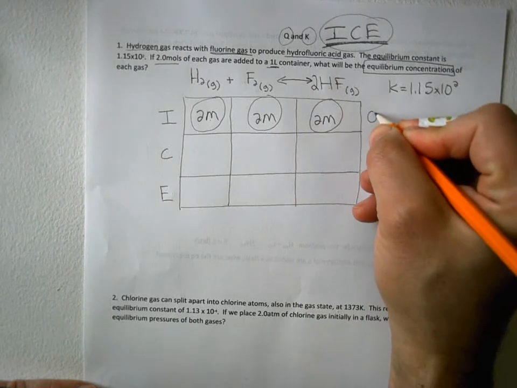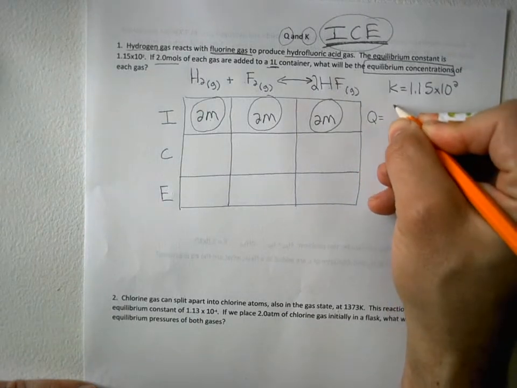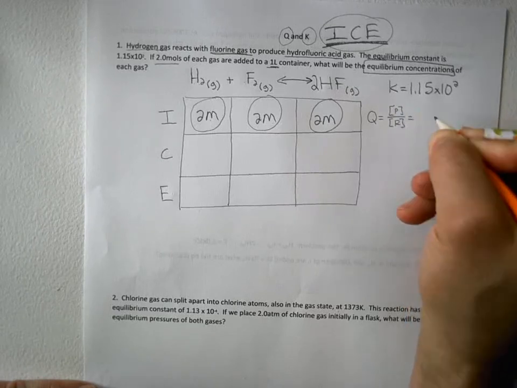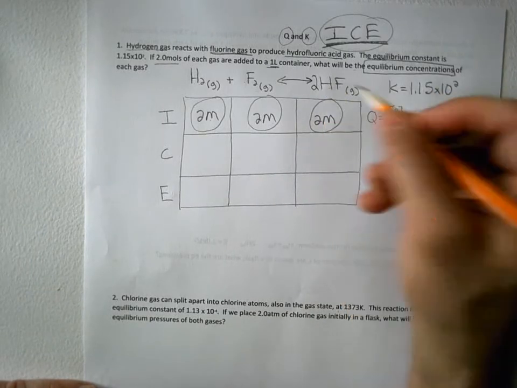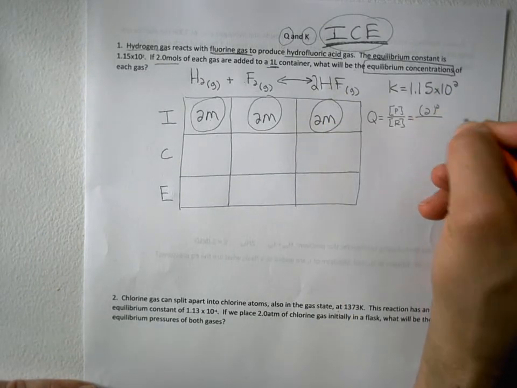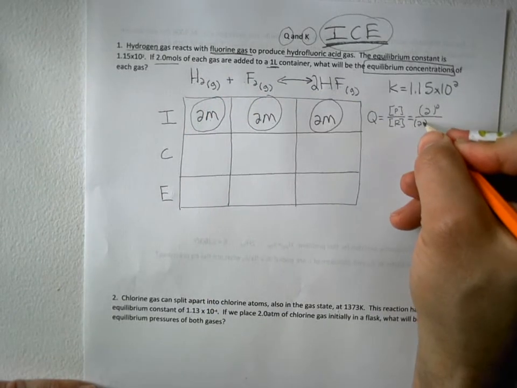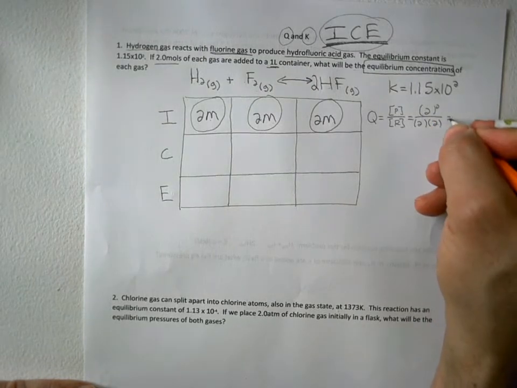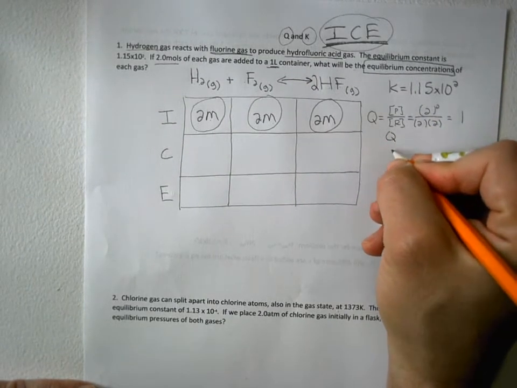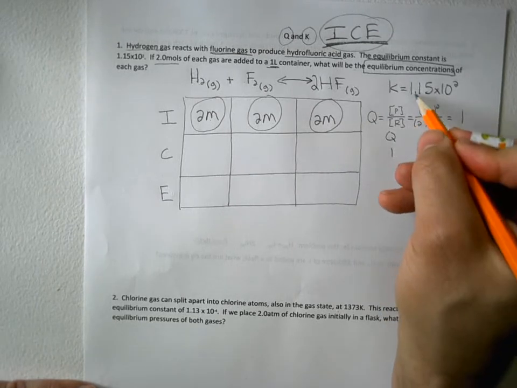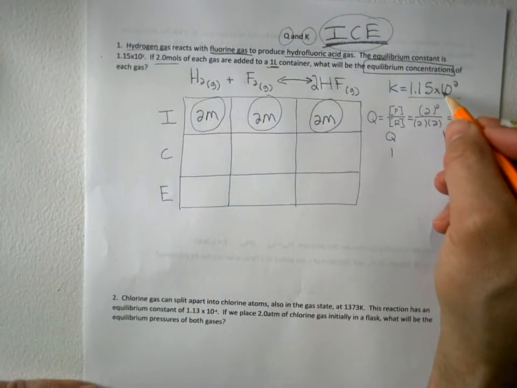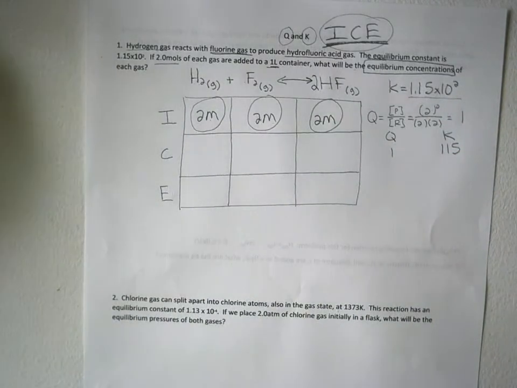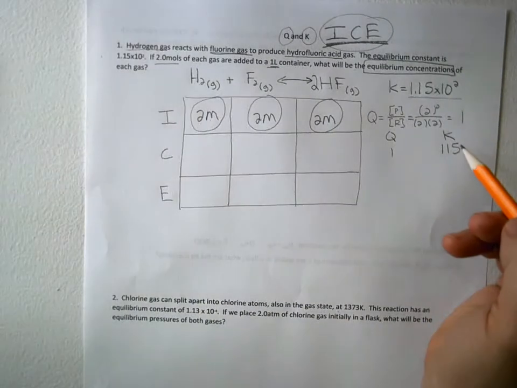So to find out what's gonna happen, we're gonna set these up in our Q value, and Q equals concentration of products divided by the concentration of reactants. Now our products are HF squared, so that would be 2 squared, and our reactants are 2 molar times 2. So now 2 squared over 2 times 2 equals 1. So now Q is 1, and the K value, which is usually written in the problem here, is 1.15 times 10 to the 2. That means it's 115. I'm just gonna write it like this and get it out of scientific notation so I can kind of visualize it a little better.